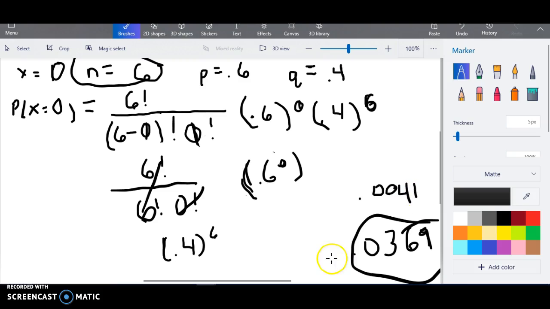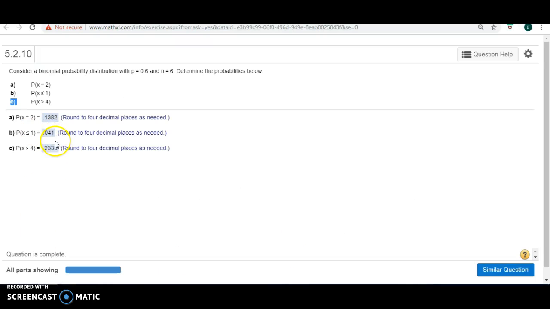0.0041. So the probability that x is less than or equal to 1 is the probability of x equaling 1 plus x equaling 0. These two probabilities added together. So if you add those two together, I believe we ended up getting 0.041. So that is our answer.